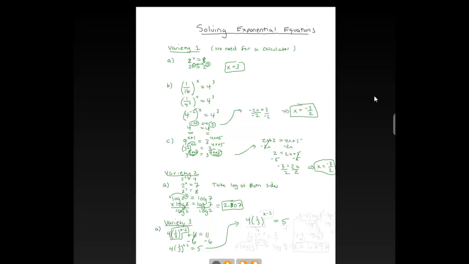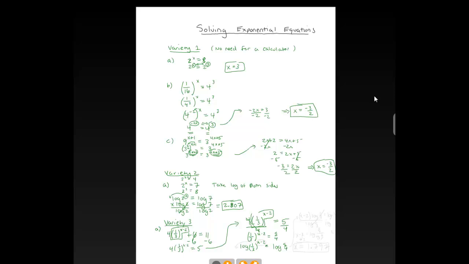Again, the goal is to get this by itself. What's happening to it? It's being multiplied by 4. We undo that by dividing by 4. So now I have 1/3 to the x minus 2 equals 5/4. And so we've done it. We've gotten the exponential piece by itself. Now is when we take the log of both sides to allow us to use that property, which will bring that x minus 2 down.